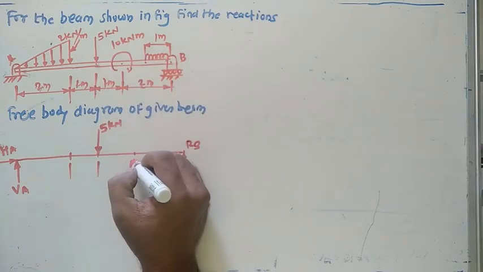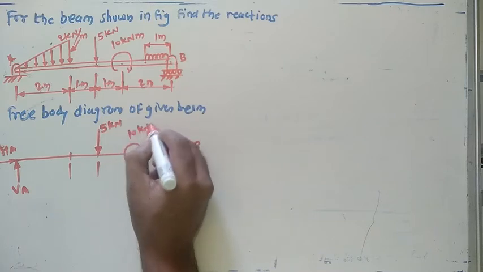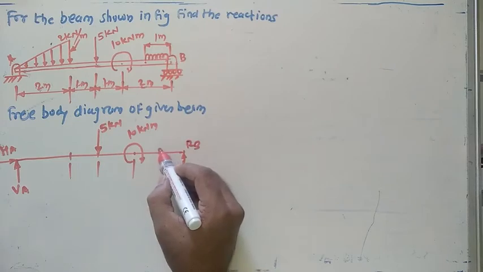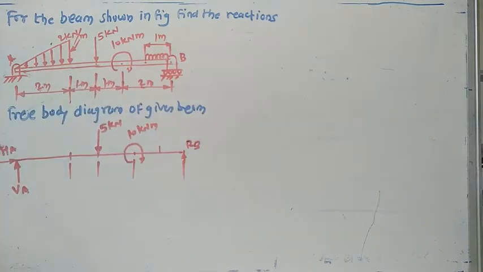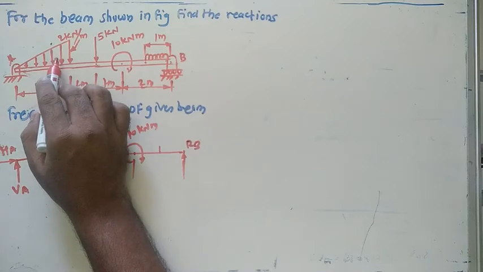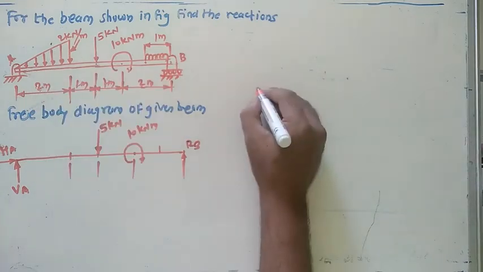A couple of 10 kilonewton meter. You can see in this portion the uniformly distributed load and the uniformly varying load. Now our aim is to convert this uniformly varying load into a point load. So how can you convert that? Already we have seen this in the theory.